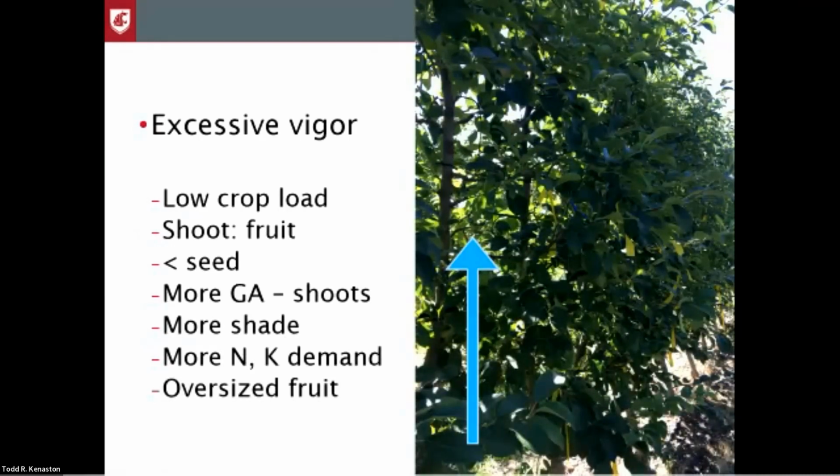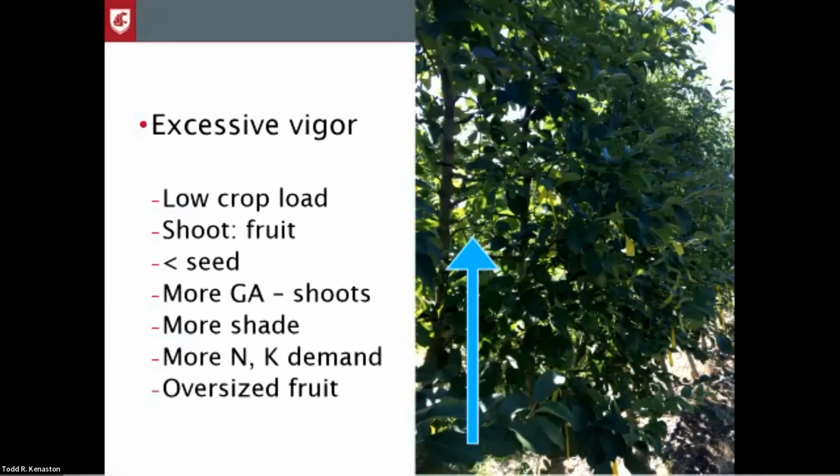So what we have to do, and this is probably where we have more tools to manage, is manage vigor in our orchards. We have seen that the condition most related to bitter pit in Washington is excessive vigor. So we have to manage crop load. Vigor and crop load go together. I cannot separate those two. Shoot to fruit ratio, the same.